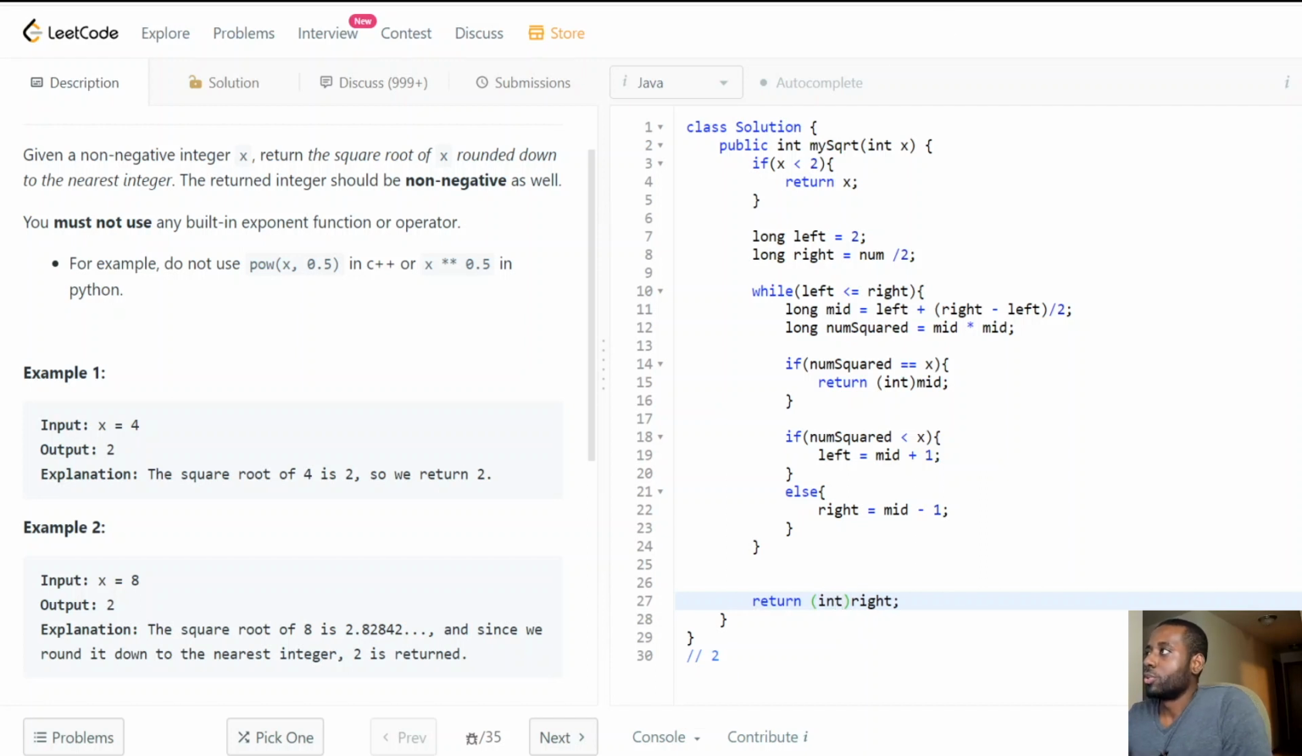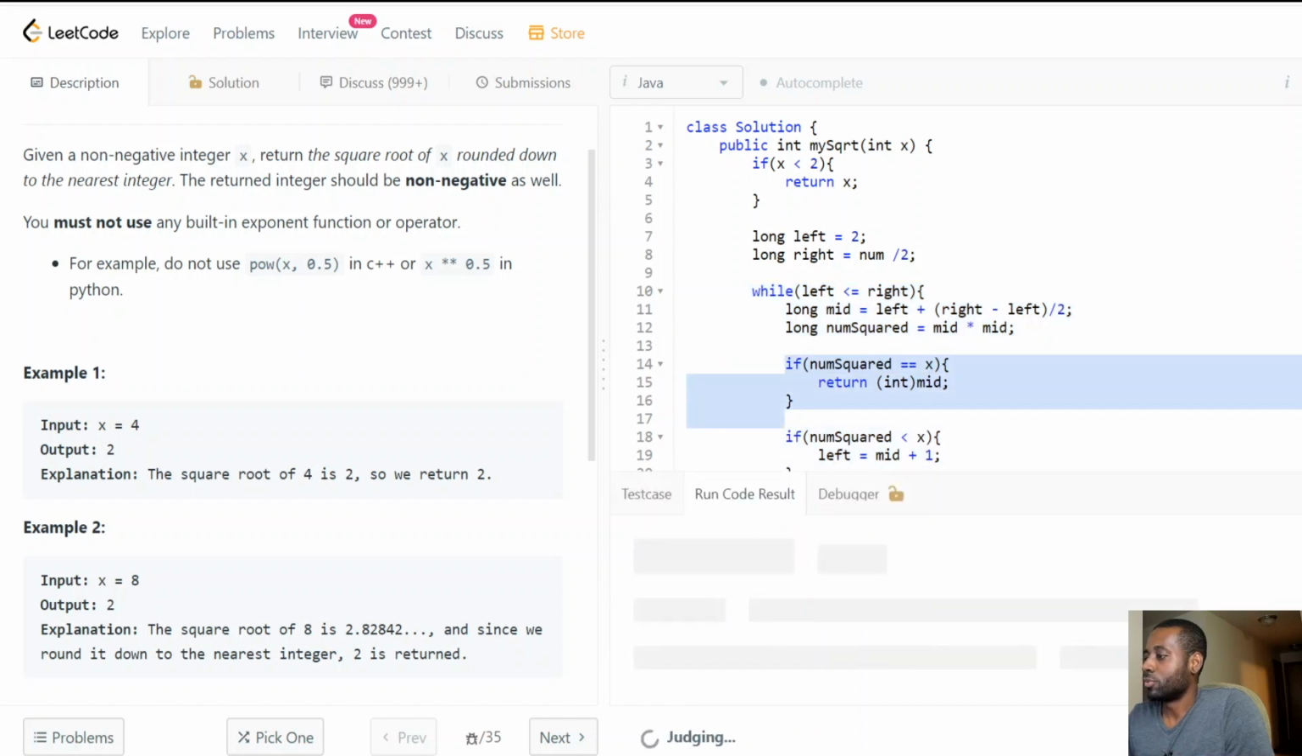So just a quick recap, we said for all numbers less than 2, the square root of that number is itself, right? And we set our boundary to start from 2 to num divided by 2 because of the thing that I told you guys, right? So the properties you guys should know, right? And then we do a binary search to find that number, right?